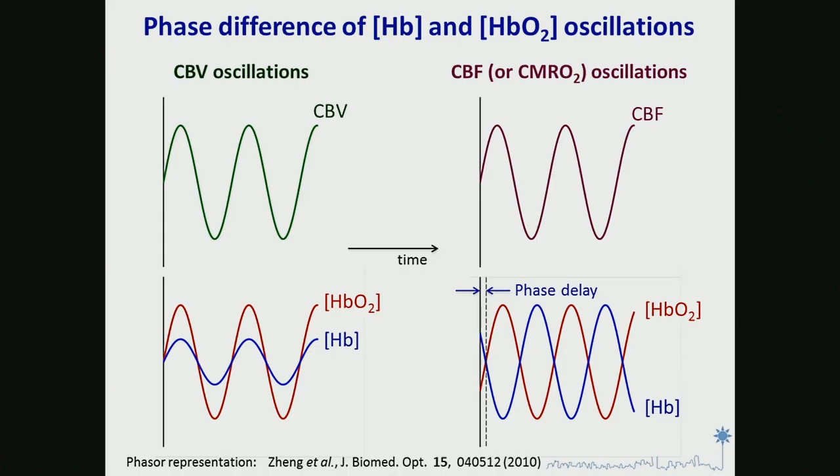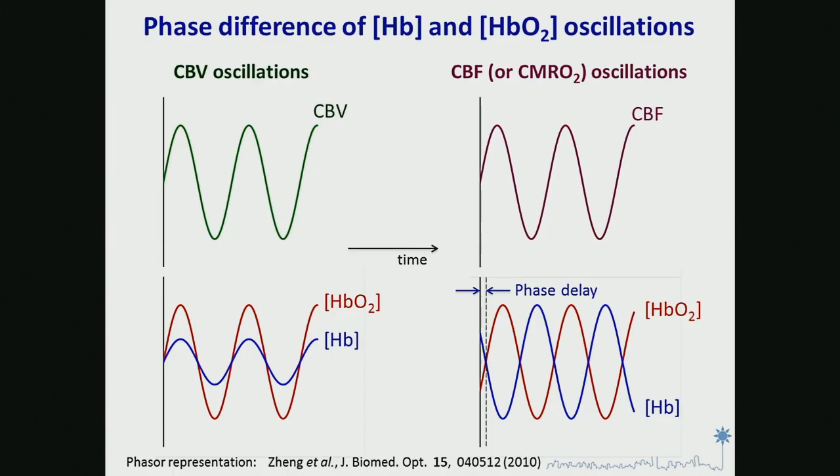But if you have CBF, blood flow oscillations, now oxygen-deoxyhemoglobin oscillations are going to be exactly out of phase, in opposition of phase with each other, 180-degree phase difference. They will have the same amplitude, but, and this is the key thing, they will be phase shifted, phase delayed with respect to the driving blood flow oscillations. So this means that even if blood volume and blood flow are exactly in phase with each other, as assumed here, then oxygen-deoxyhemoglobin may have an arbitrary phase difference as observed in the literature.